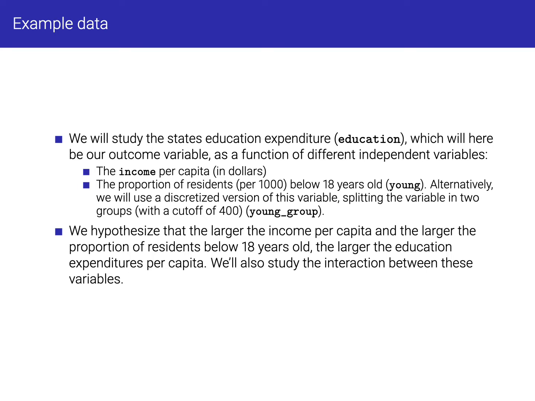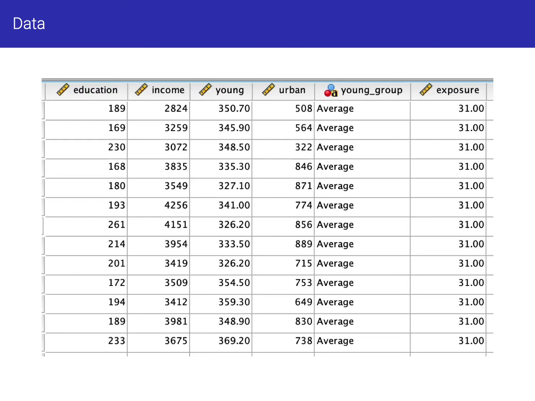So we hypothesize that the larger the income per capita and the larger the proportion of residents below 18 years old, the larger the education expenditures per capita. And we also want to study the possible interaction between these variables. So this is what the data looks like. And so that's what we are going to study here.